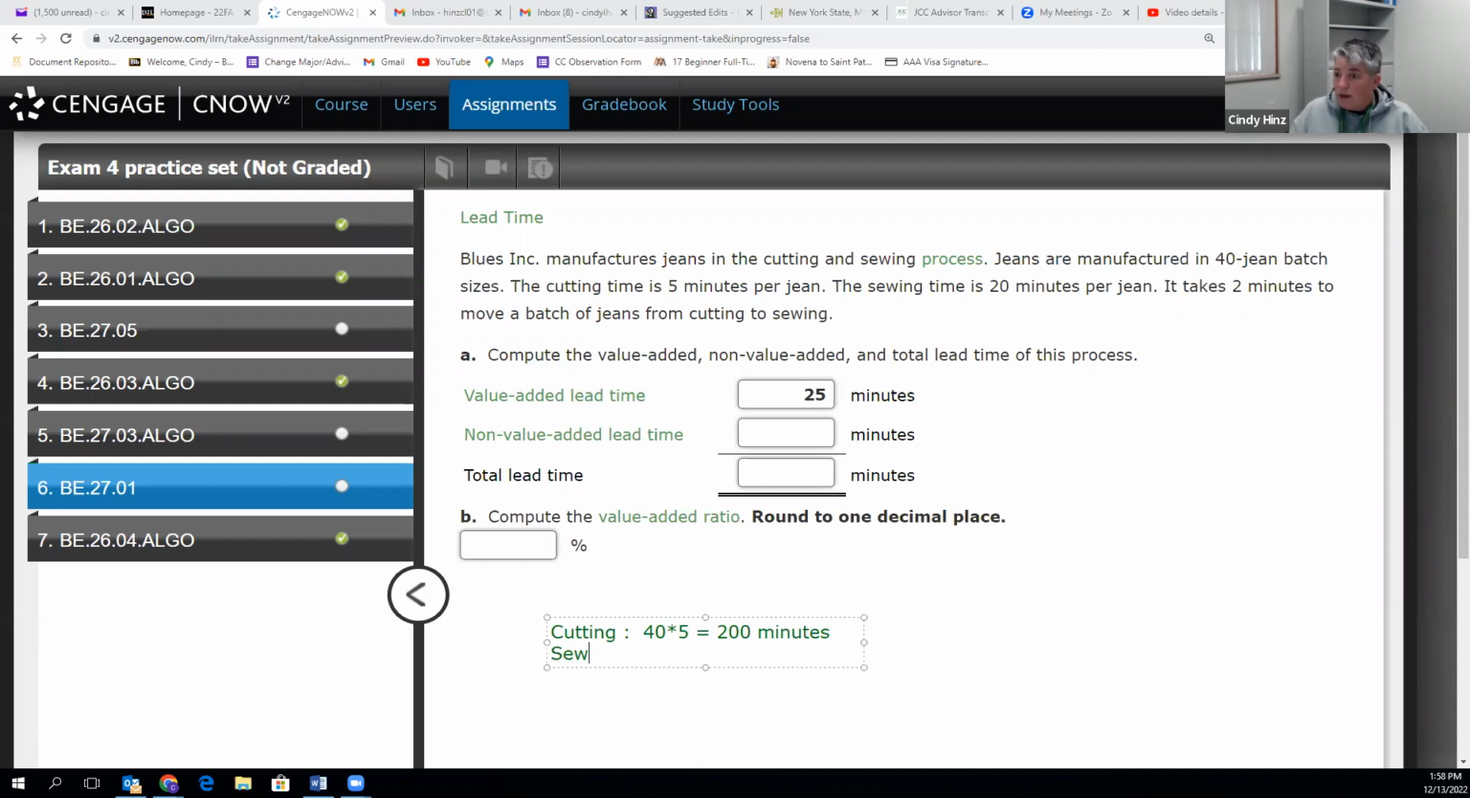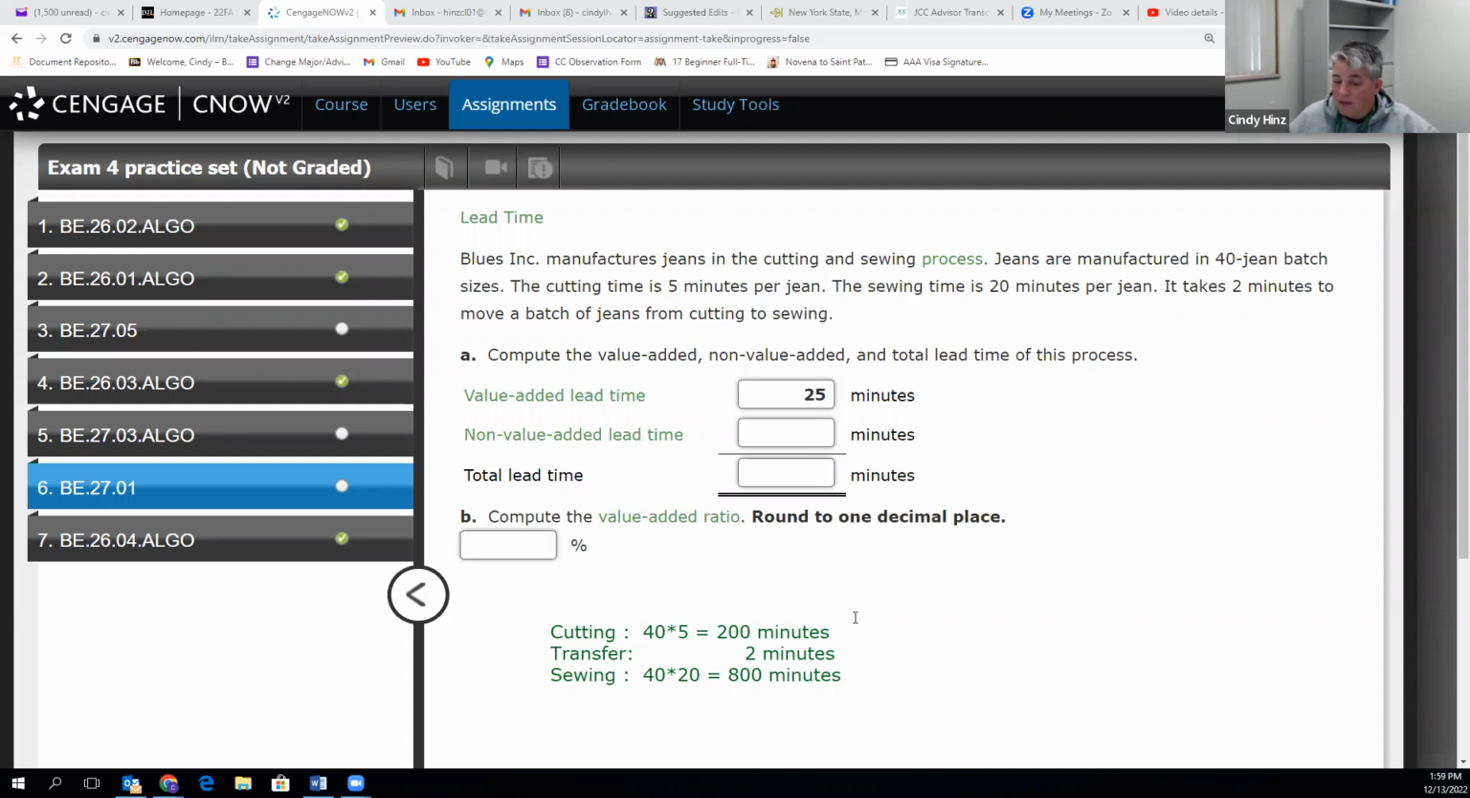And then the sewing process is even worse. 40 pairs of jeans, each of which takes 20 minutes to sew. And that's 800 minutes of time sitting at the sewing process. And it takes 2 minutes to transfer the batch from cutting to sewing. It doesn't tell us anything like the exercise we did in class about transport from the material storeroom or from sewing to whatever comes next.